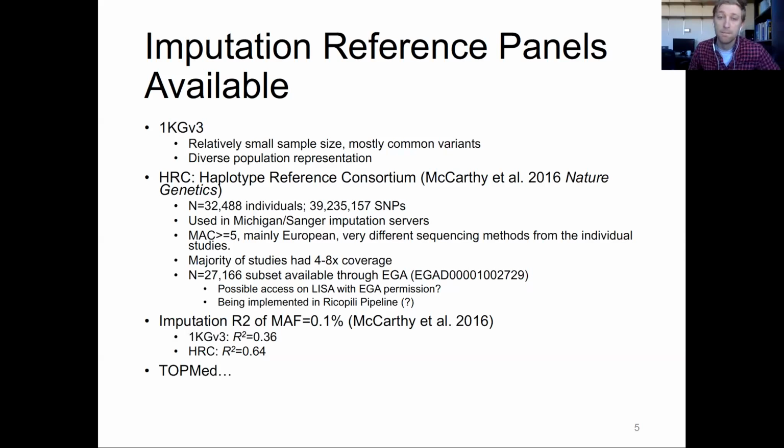Maybe I jump in directly, because there was a question to my side. So yes, indeed, this publicly available subset of EGA with these 27,000 subjects is already implemented into the pipeline on LISA and at Broad.